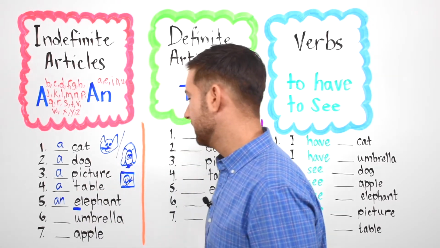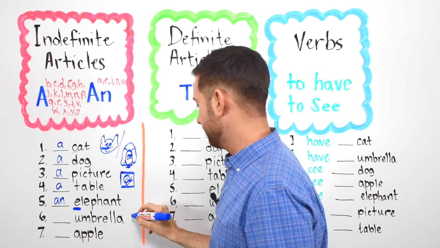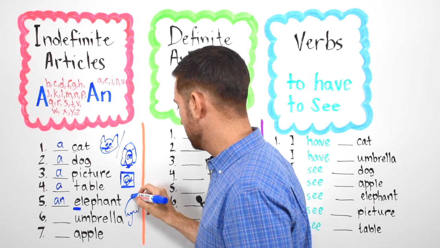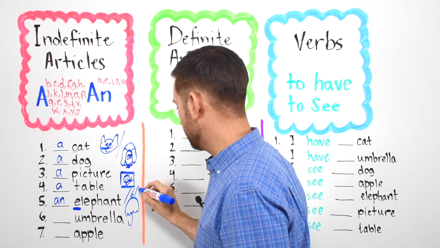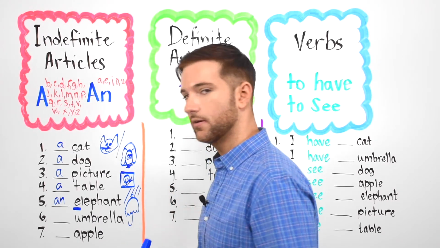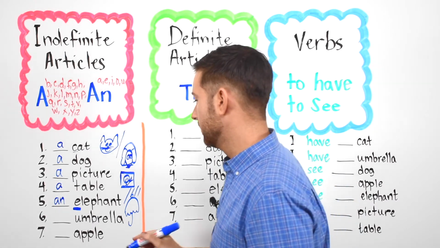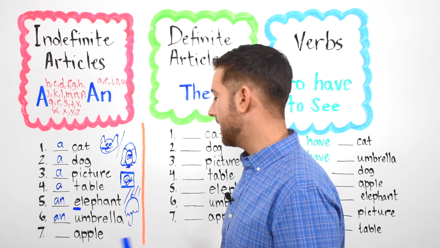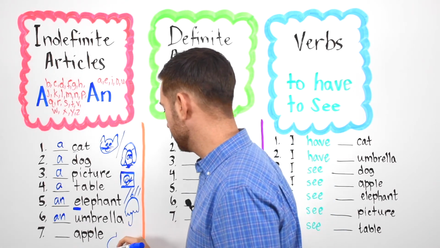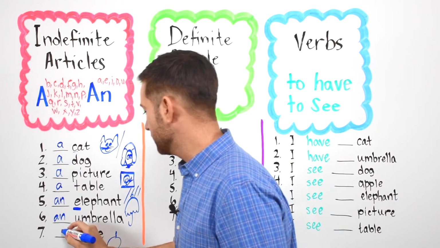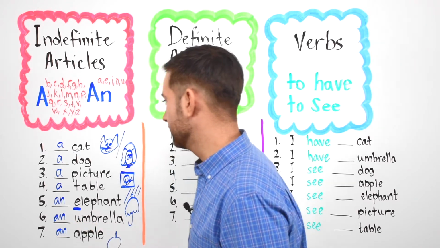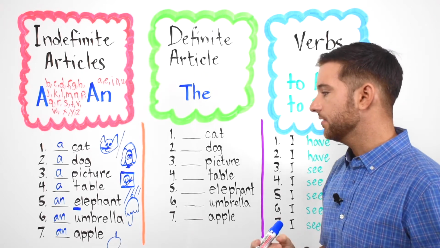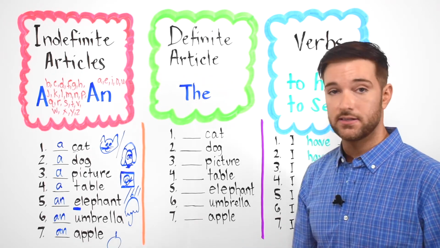An elephant. Then we have umbrella. Okay, and you know what an umbrella is. An umbrella is used to protect yourself from the weather, the rainy weather outside, or maybe snow. We say an umbrella. And then finally we have an apple, which is everybody's favorite fruit. Okay, we say an apple. So a cat, a dog, a picture, a table, an elephant, an umbrella, and an apple.